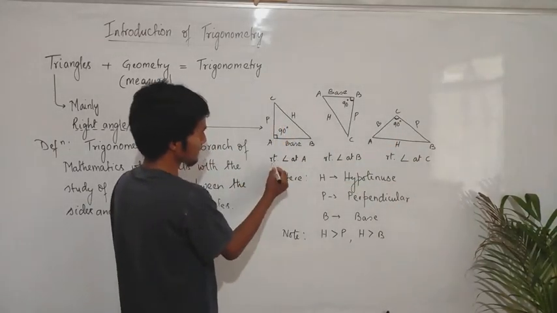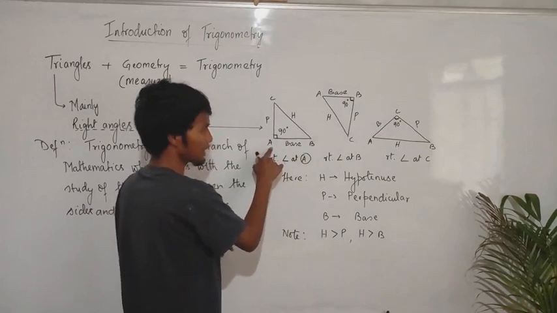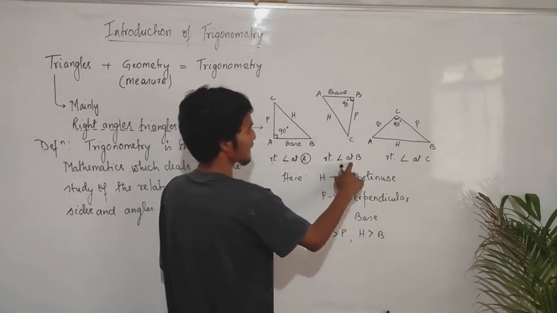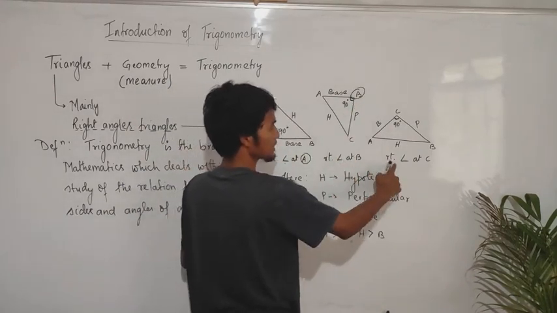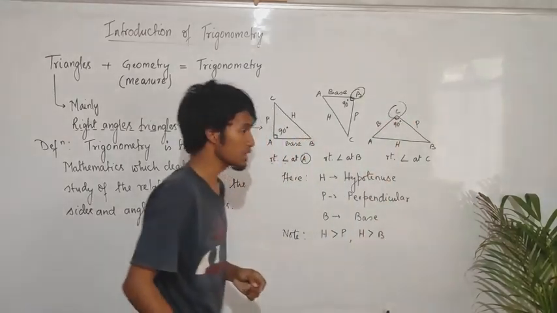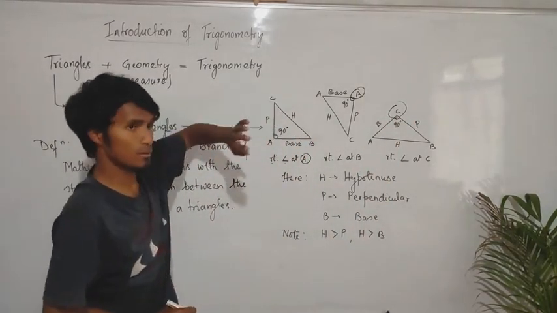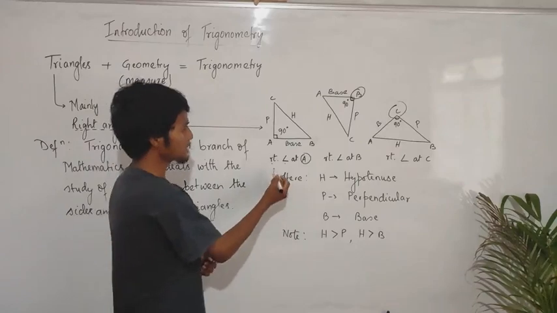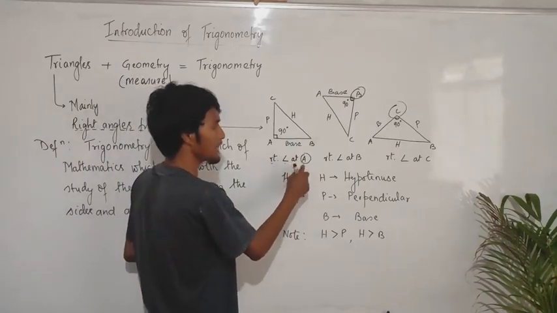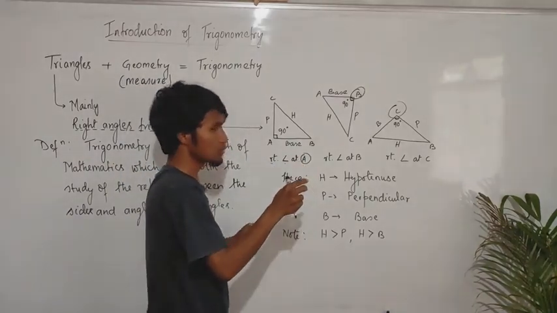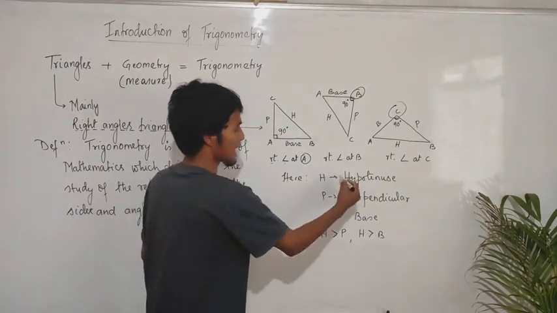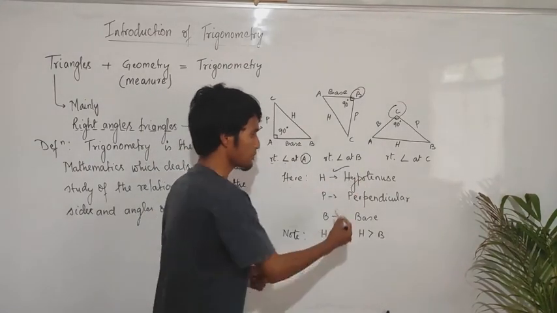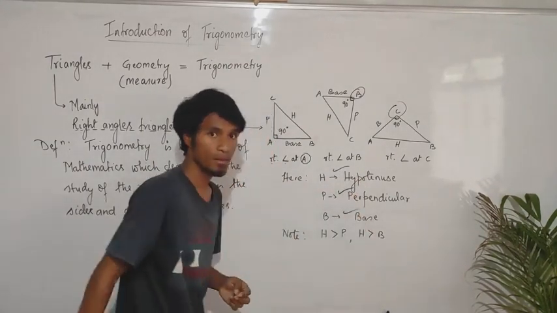But this one is right angle at A, this one is right angle at B, and this one is right angle at C. Remember, whenever we put the 90 degree angle, always mention the right angle at A or B or C, so that you won't be confused about which one is the hypotenuse, which one is the perpendicular, and which one is the base.